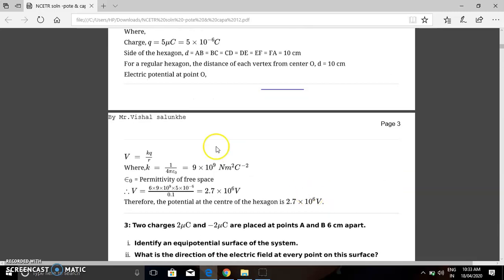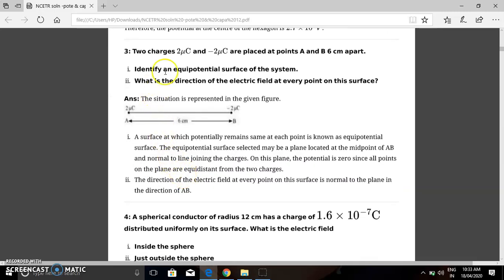Look here. So third numerical, 2 point charges or two charges. First is having 2 microcoulomb and second is having minus 2 microcoulomb, are placed at points A and B 6 centimeter apart. Then identify an equipotential surface of the system and what is the direction of the electric field at every point on this surface.